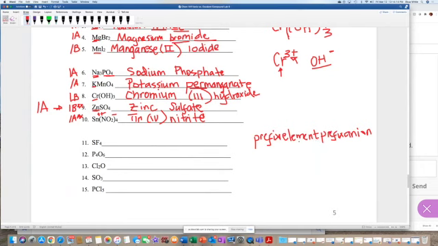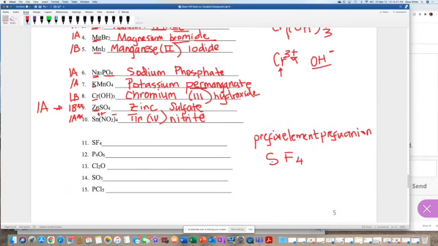4 parts to the name: prefix, element, prefix, and ion. Okay, so we start with this. Now remember, the prefix tells you the number of elements. So for my first one, I have 1 S and I have 4 F's, right?